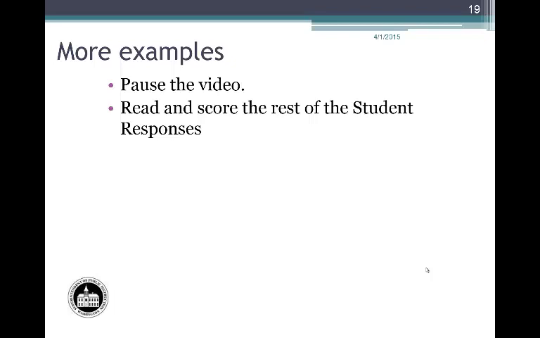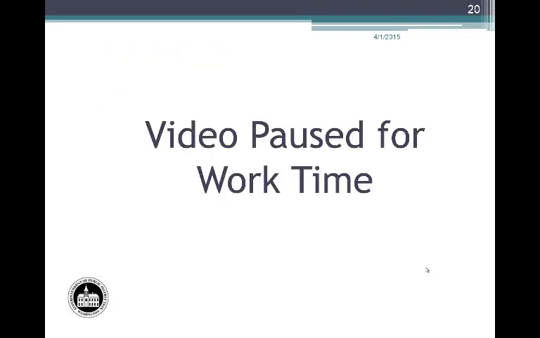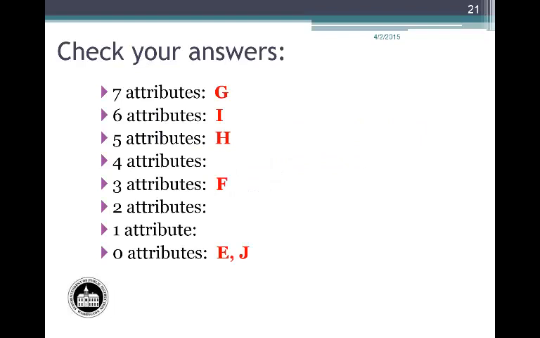At this time, pause the video, read through the rest of the student responses. Use the rubric and responses A, B, C, and D as guides to assign each sample student response an attribute total. Check your answers. If you're working in a group, take some time to compare your decisions. Then, let's look at the student responses to see how each paper was scored.